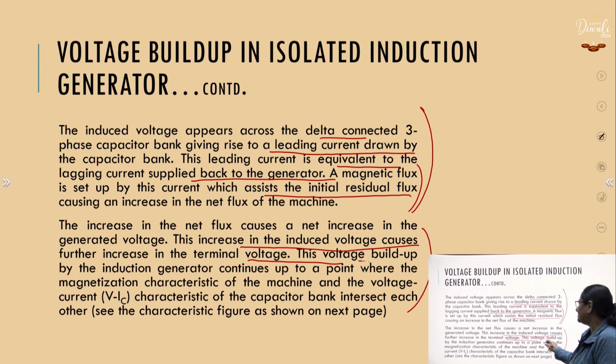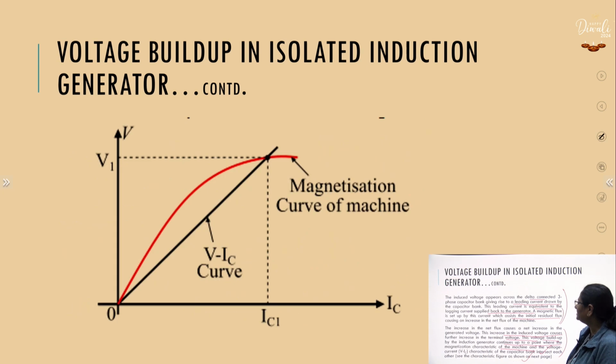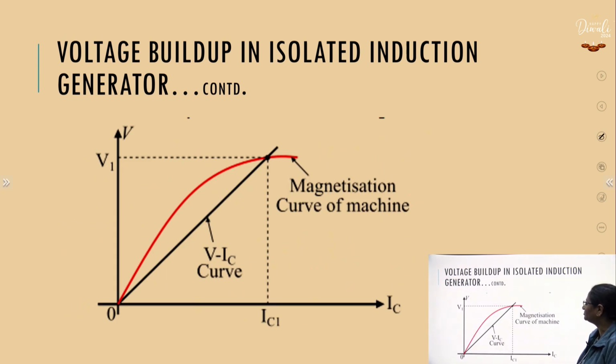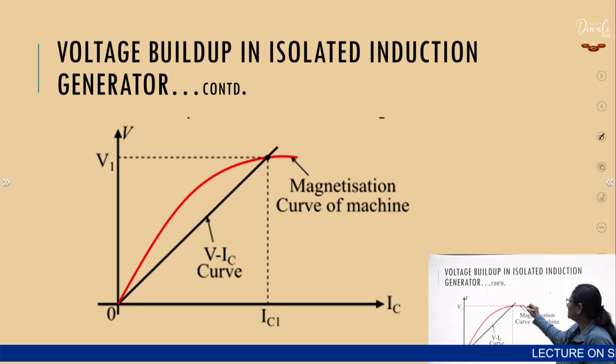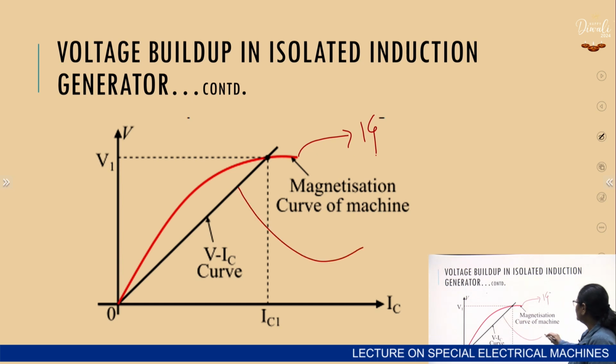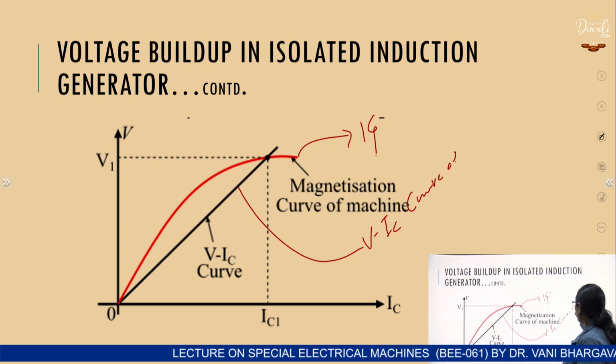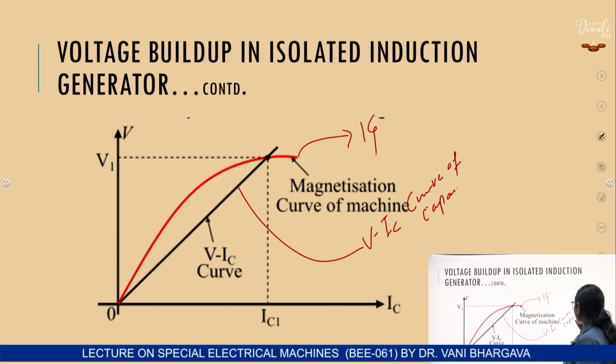So, this voltage build-up by the induction generator continues to a point where the magnetization characteristic of the machine and the voltage current characteristic of the capacitor bank intersect each other. The characteristic is shown on the next slide. So, this is the characteristic. Here you can see this is the magnetization curve of the induction generator. This is the V-I curve of the capacitor, right?